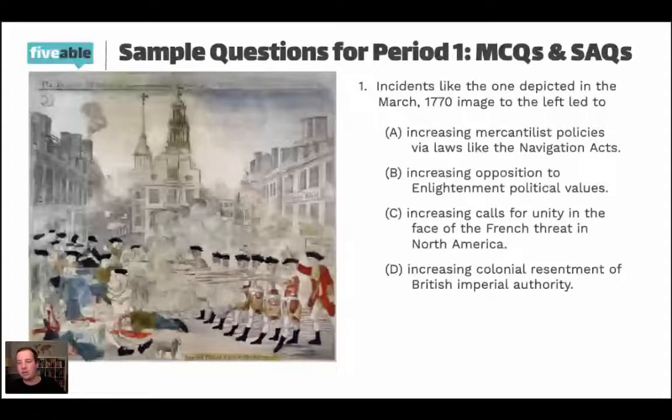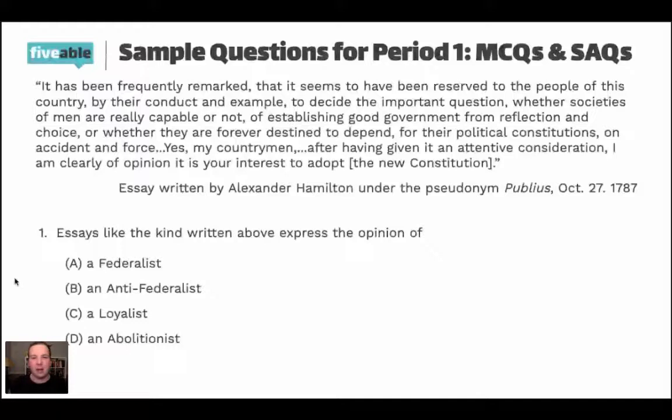Nice work, folks. Let's go on to another one. Keep in mind, by the way, as you're looking at multiple choice questions, you always want to be looking at the source first. That'll often help you. So this says, essay written by Alexander Hamilton under the pseudonym Publius, October 27, 1787. Those of you that are savvy with your dates will know that 1787 is the year that the Constitutional Convention happened, and thus this is after that summer, and we're in the process of ratification. Let's read the excerpt real quick.